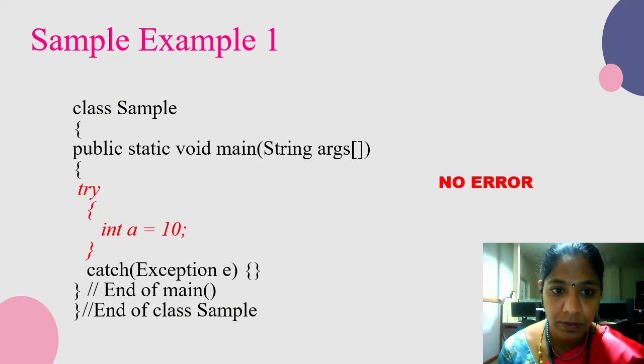In this example, you can see that there is no code that generates a runtime exception or a logical error. It is just an initialization statement, int a is equal to 10, which is placed inside the try block. So, there is no exception or error.